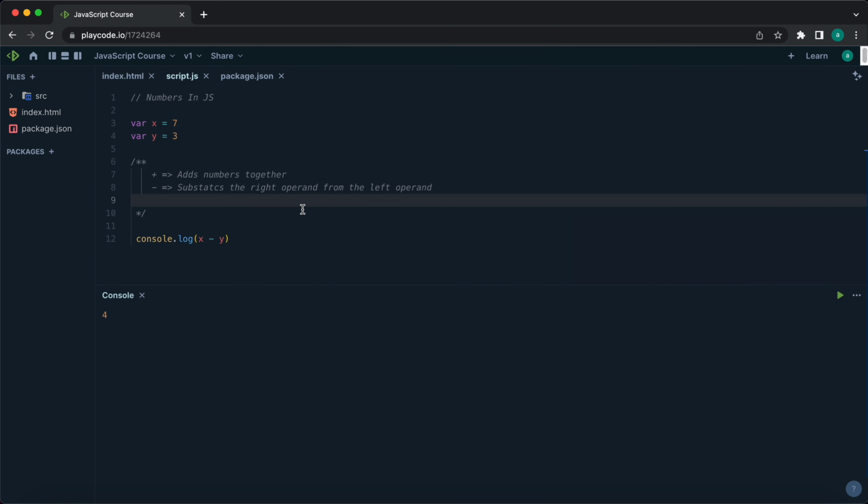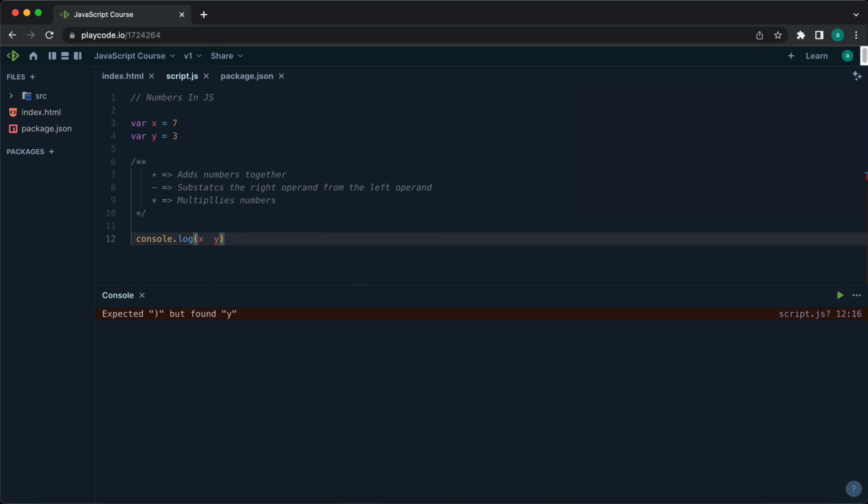The third operator is the multiplication operator. We use this to multiply numbers. For example, if we want to multiply 7 and 3, let's just remove this subtraction operator and add the multiplication operator. Look, 7 times 3 equals 21.